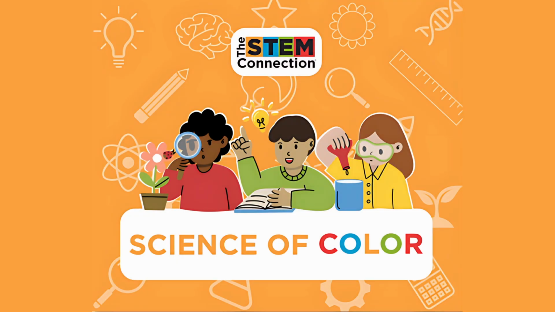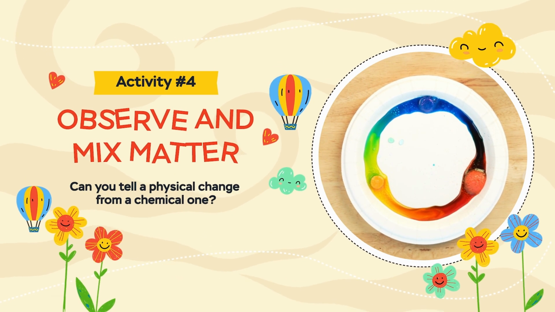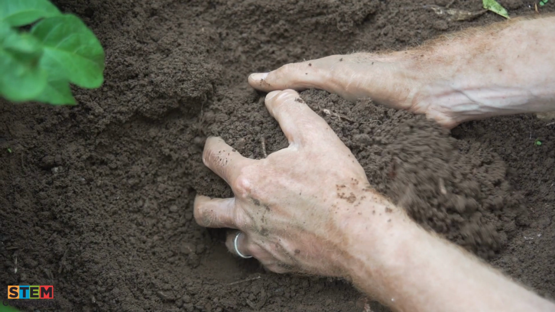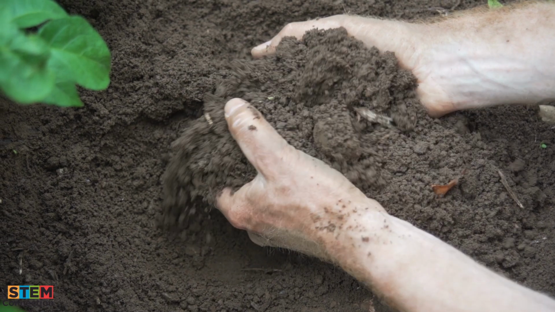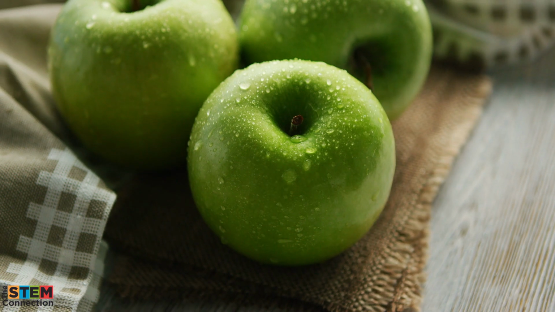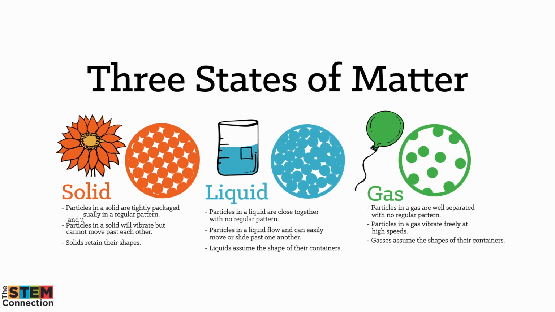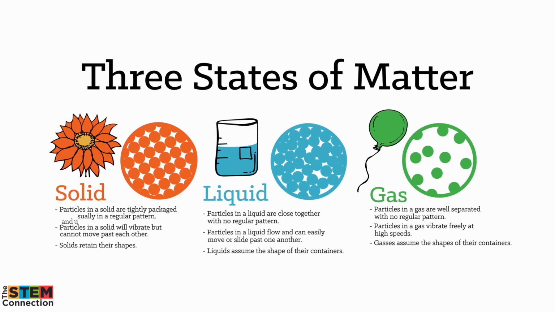These quick, hands-on activities are all about exploring science in fun and simple ways. Observing and mixing matter. Matter is all around you. It is anything that has mass and takes up space. Most matter on Earth occurs in three common states: solid, liquid, or gas.